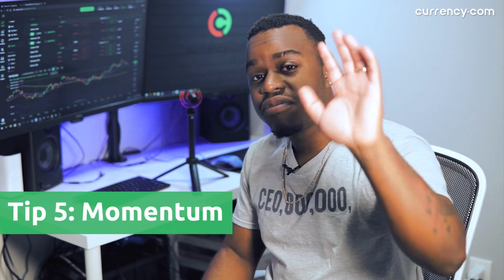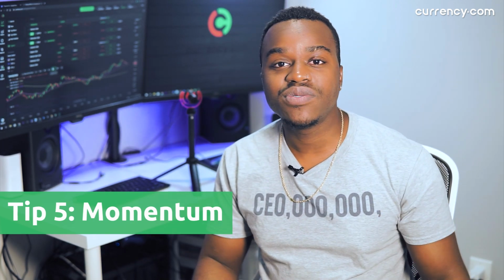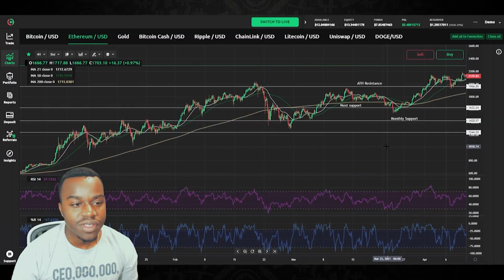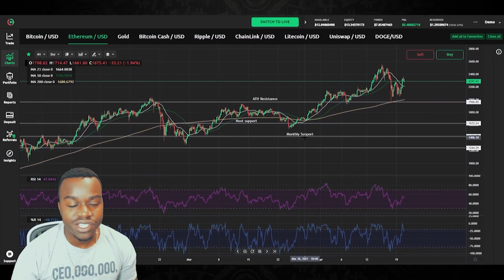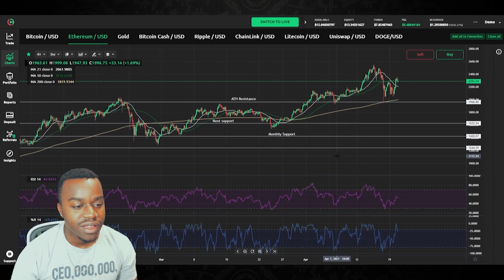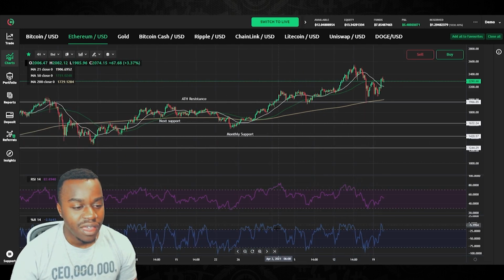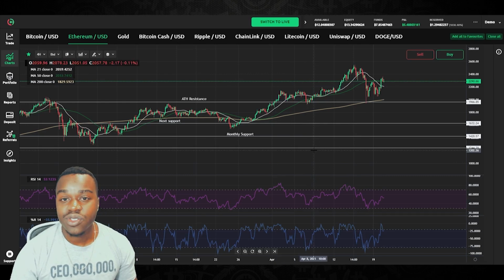Okay, so now for number 5, the next thing that will contribute to your stop losses and take profits is momentum. Momentum is something to always look for in price action, your stop loss, and the trend. And indicators can help with this, such as the RSI, the Williams percent range, and also the MACD.